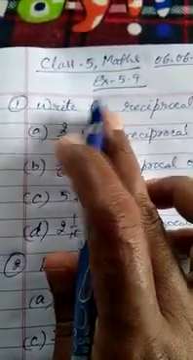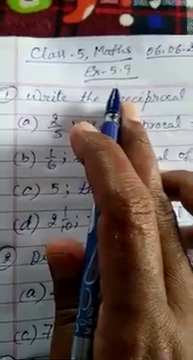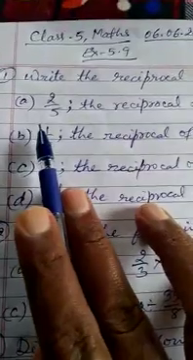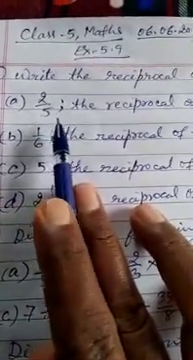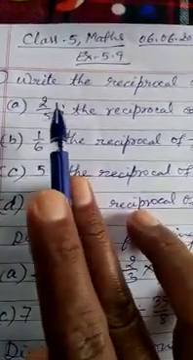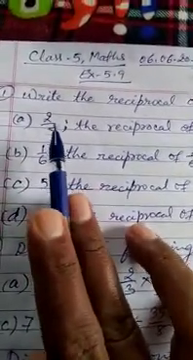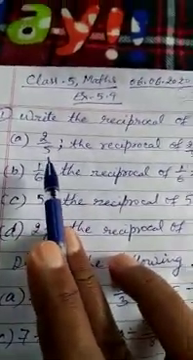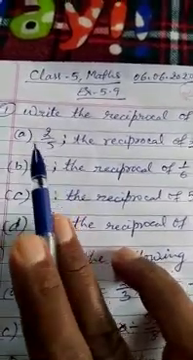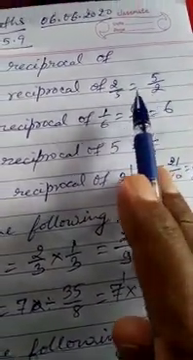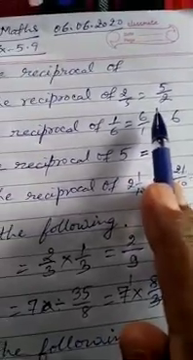This video is of class 5 maths exercise 5.9. First question, write the reciprocal of A, 2 by 5. When you write the reciprocal of any number, you will interchange the denominator and the numerator. Denominator you will write at the place of the numerator, and numerator you will write at the place of denominator. Then you will get the reciprocal. So the reciprocal of 2 by 5 is equal to 5 by 2. Here you have interchanged the numerator and the denominator.